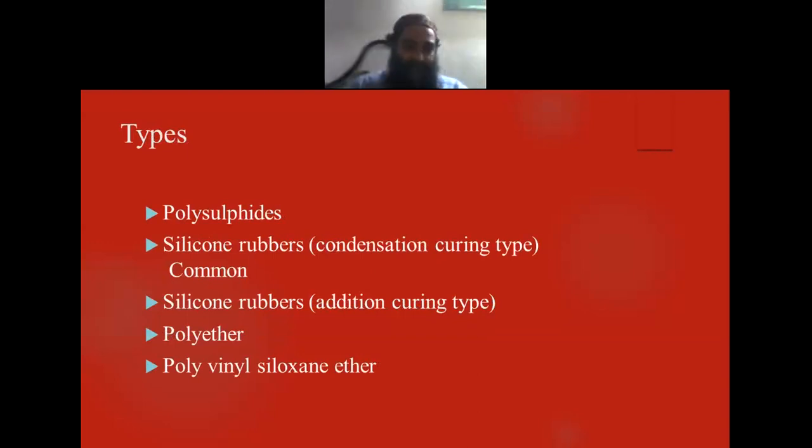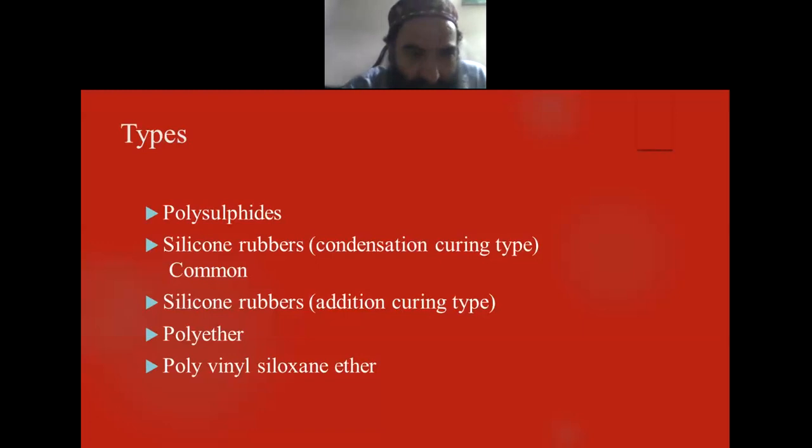Now, types. Usually, mainly there are three types, which are classified into four types. But another material also present there, which is a combination of the two materials. So it is also designated as a fifth class. But mainly there are three types. But for the sake of your own knowledge, you can say four types.